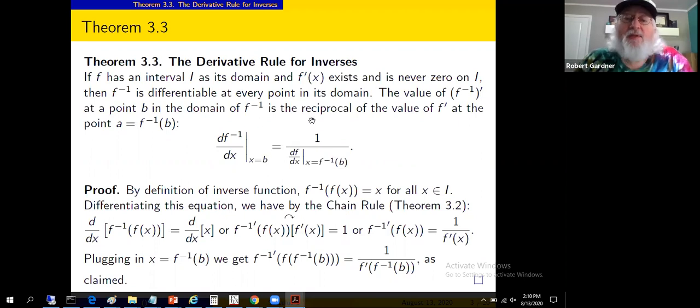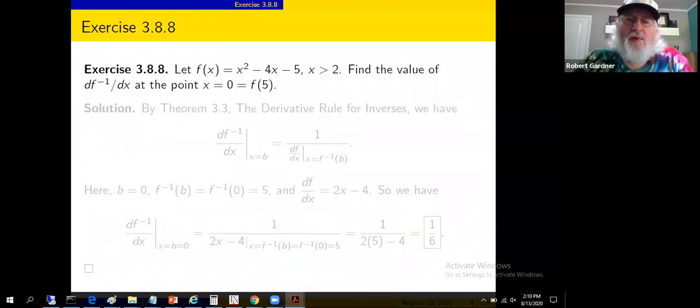So here's the statement that we're stuck with. The idea behind it is very elementary: the definition of inverse functions and the chain rule. Let's do an example to illustrate it. This comes next in the notes. It says, let f of x be x squared minus 4x minus 5, where x is greater than 2.